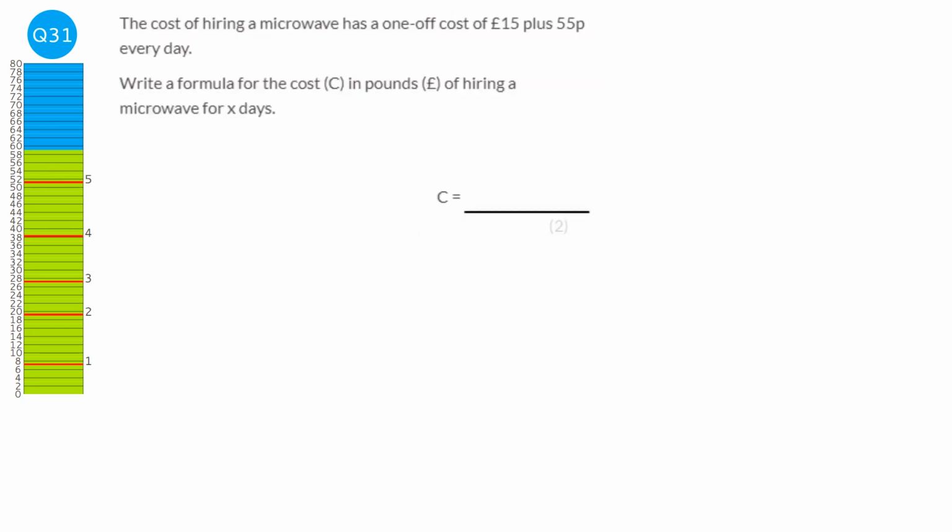So we're looking to write a formula for the cost in pounds of hiring a microwave for x amount of days. So the cost is C, so it's going to be C equals, and it says it's going to be 55 pence a day. Now it wants the answer in pounds, so we need to convert this 55 pence into pounds. So that's going to be 0.55, and it's going to be 0.55 times the amount of days. Well, it says the amount of days is x, so it's going to be 0.55x.